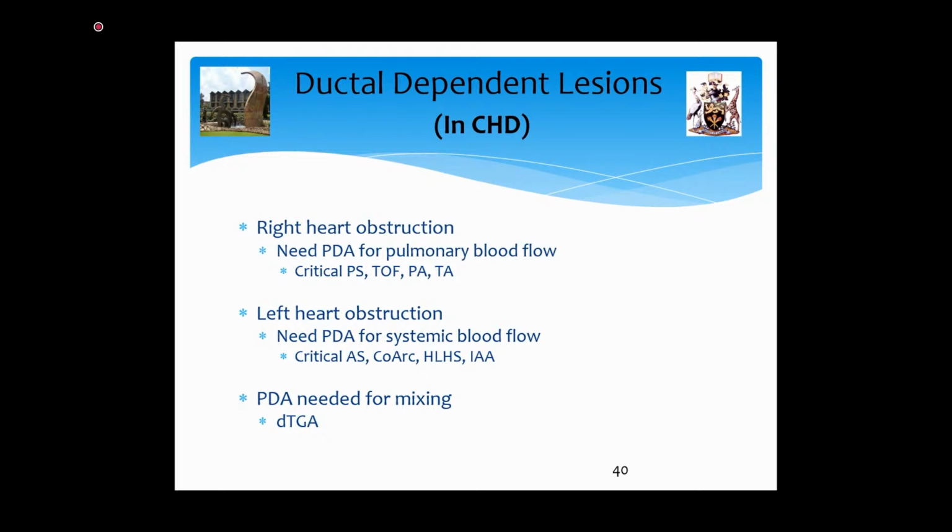aortic arch. Sometimes the aortic arch can be interrupted in some congenital anomalies, and you need the PDA to supply blood post the interruption. Or when you have transposition of the great arteries, it is better to leave the PDA open so that some blood flows and mixes between the systemic and the pulmonary circulation. Please remember this, don't close PDAs in neonates without knowing what other problems this child has.